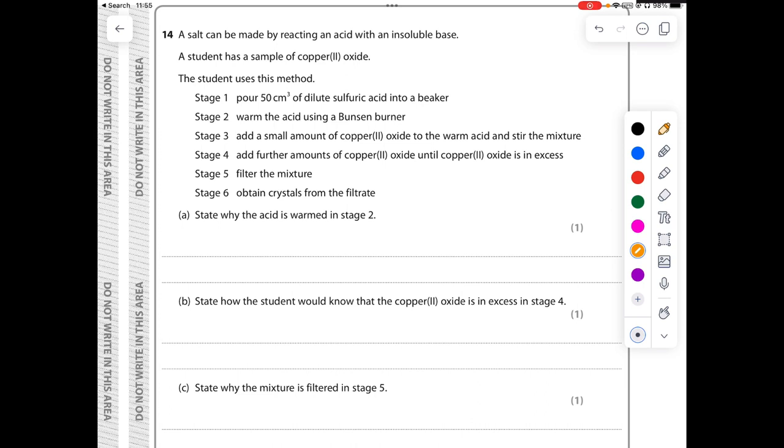A salt can be made by reacting an acid with an insoluble base. A student has a sample of copper II oxide. The student uses this method. Pour 50 cm³ of dilute sulfuric acid into a beaker. Warm the acid with a Bunsen burner.